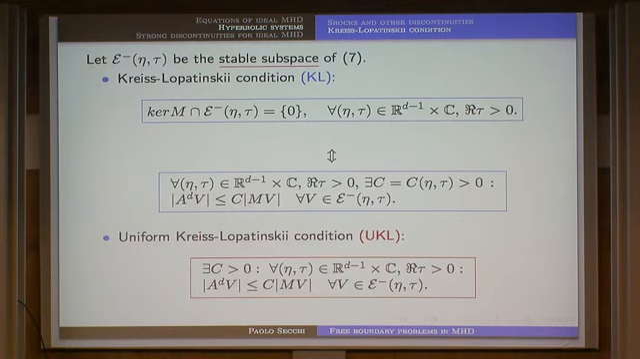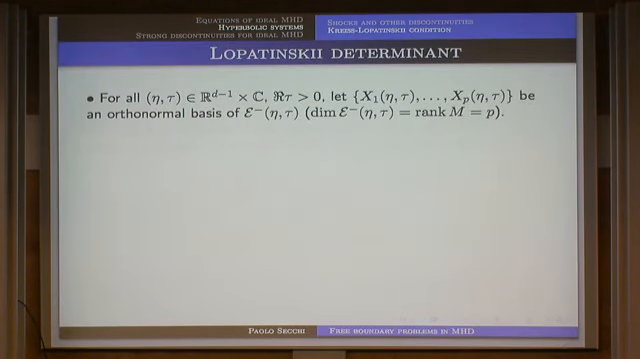So it is good for all frequencies. This is the difference. And a good tool for the analysis is the so-called Lopatinsky determinant. Here we take an orthogonal basis of the stable subspace, x1 to xp. P is the number of boundary conditions.